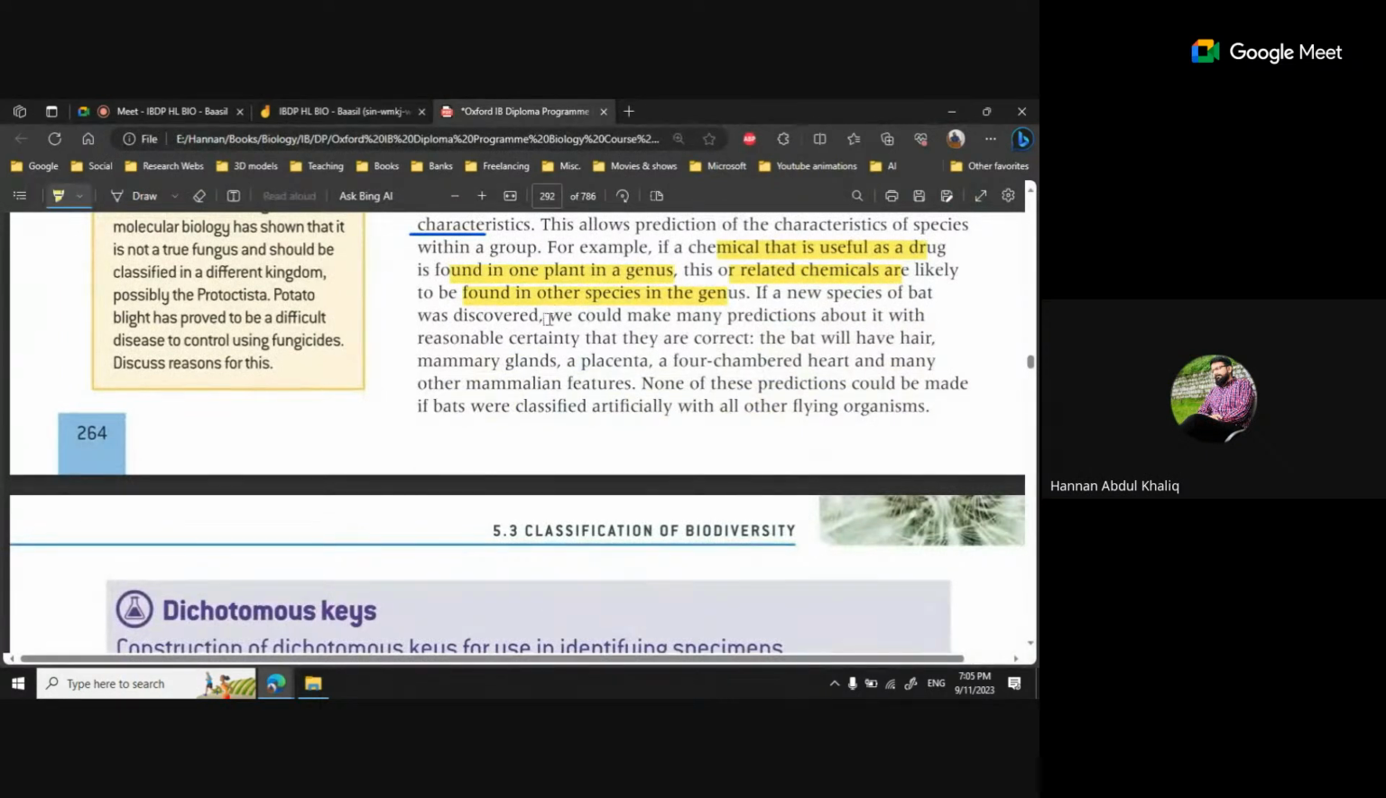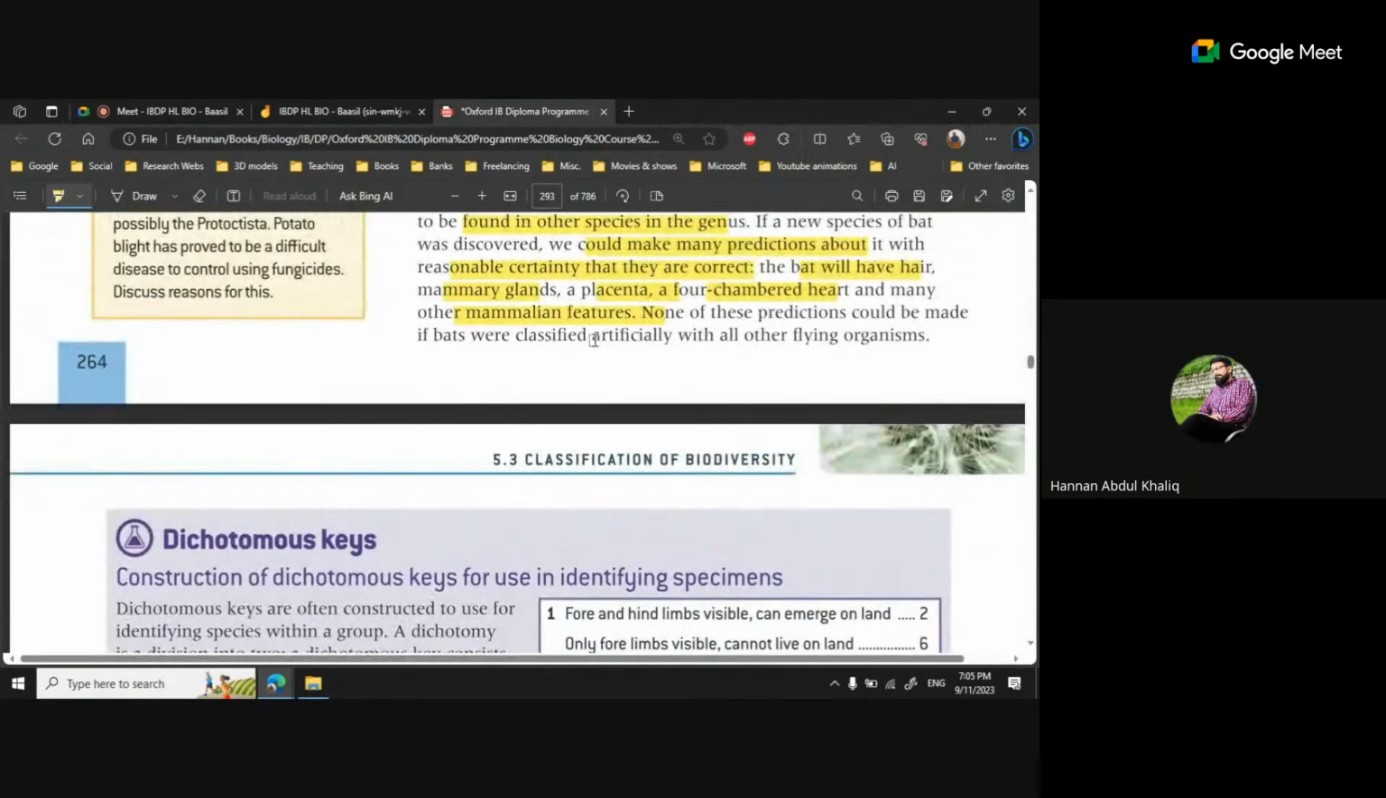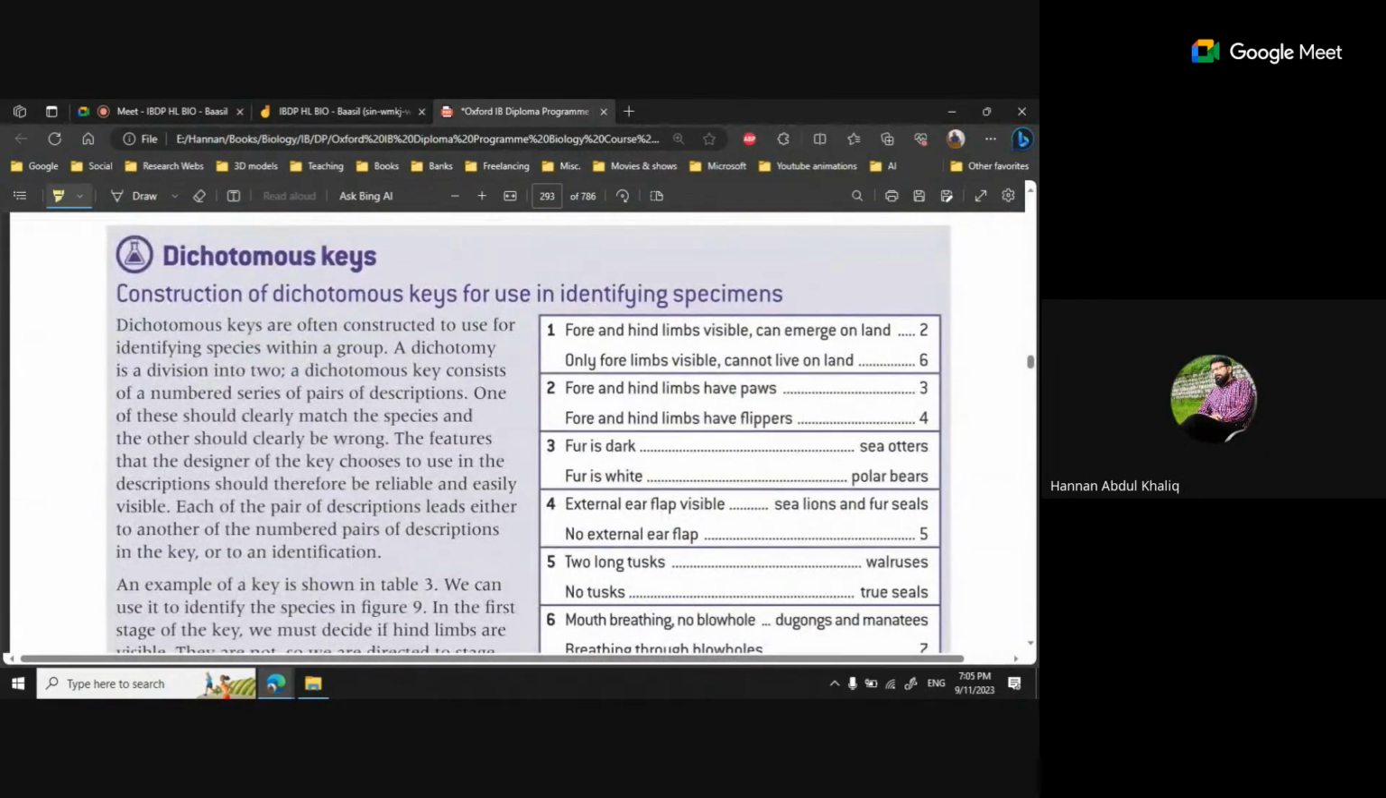We could make many predictions about it with reasonable certainty that they are correct. The bat will have hair, mammary glands, placenta, four-chambered heart, and many other mammalian features. So we would not put the bat into the birds. Okay, what is a dichotomous key?